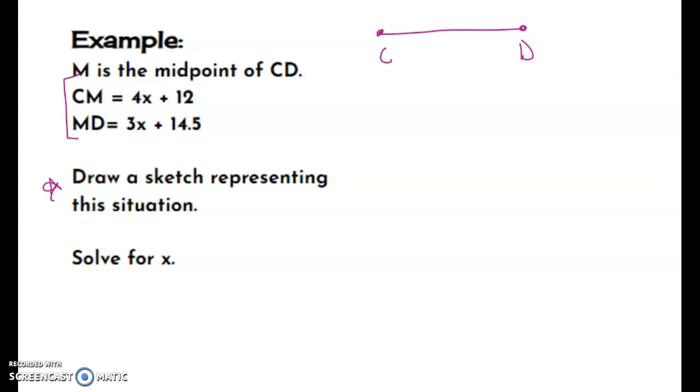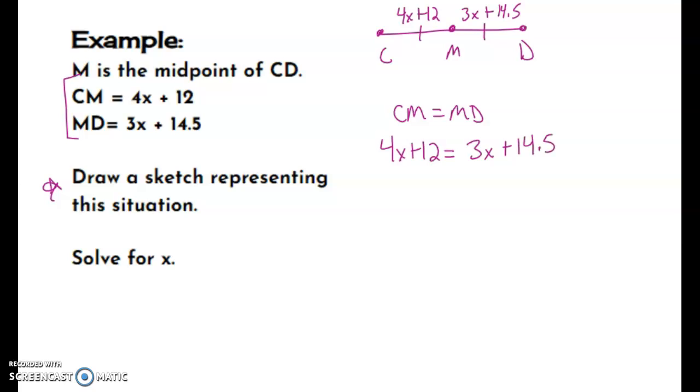So I have segment CD, and then M is the midpoint. And I can mark that CM, this distance right here, is the same length as MD. And I mark that with the little hash marks. And I'm going to go ahead and label it. CM is 4x plus 12, and MD is 3x plus 14.5. All right, so now it wants us to solve. If you know that it's the midpoint, then you know that CM is equal to MD. So we go ahead and write that down. We can substitute for CM, 4x plus 12, and for MD, we can substitute in 3x plus 14.5.